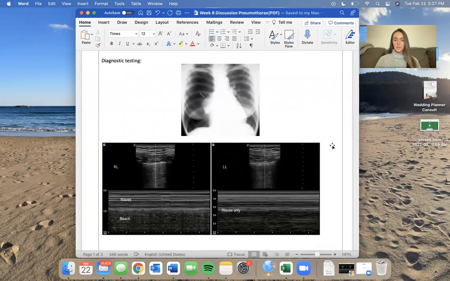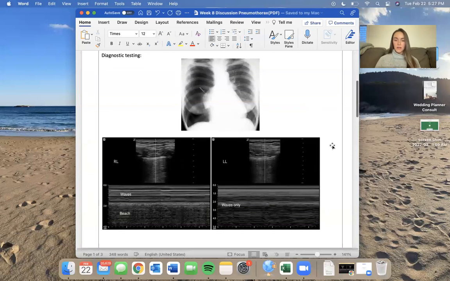And then new research has shown that the ultrasound is actually the fastest and most effective way to demonstrate a pneumothorax. So on the left here, this is called the sandy beach sign. You have ultrasound waves that are going down into the lung wall. And then this is the sandy beach. So the ultrasound waves are bouncing off and creating these waves here.